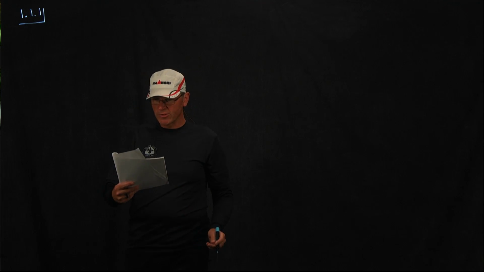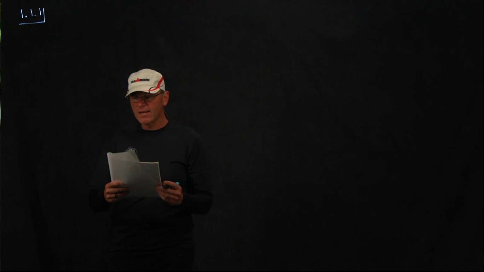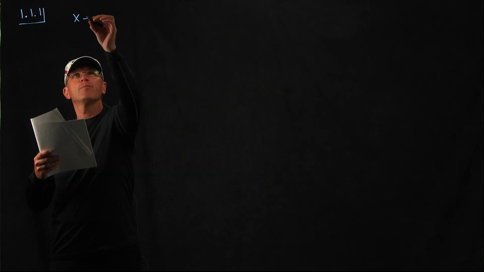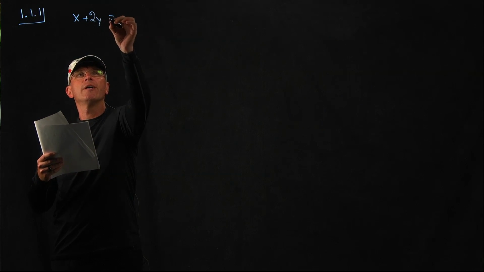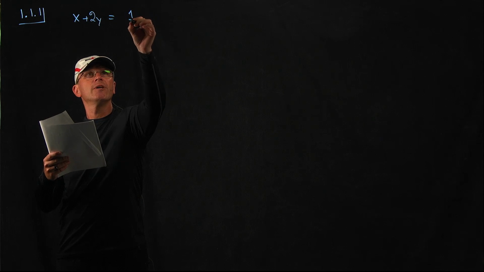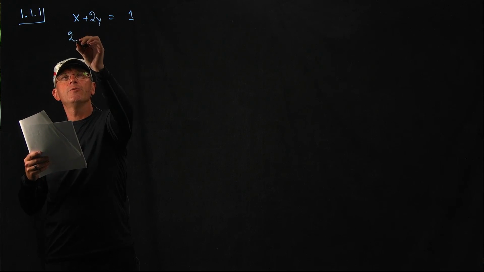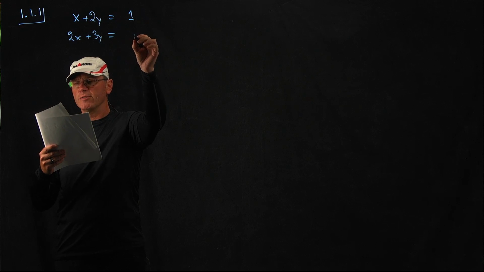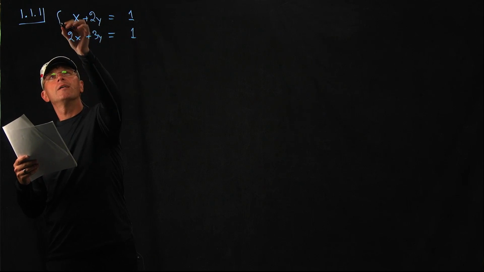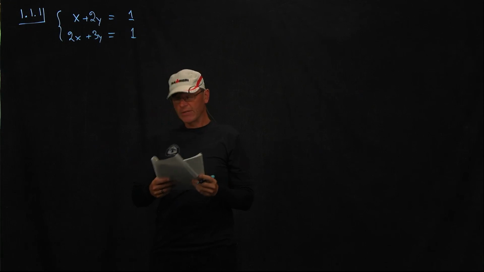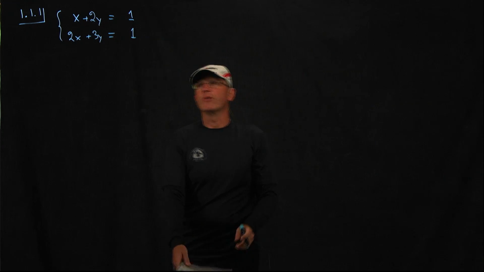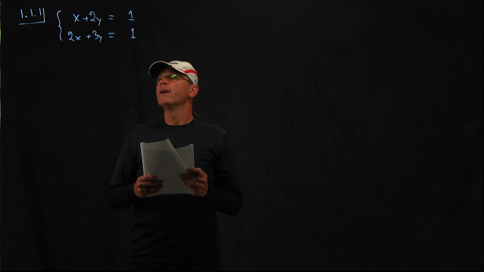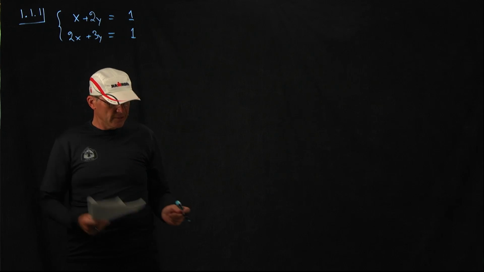So let's start at 1.1.1. And we have a linear system, x plus 2y equals 1, and 2x plus 3y equals 1. So those are our two equations, and we have two unknowns, and we're looking for the answer. So this is a good warm-up. So what do we do?